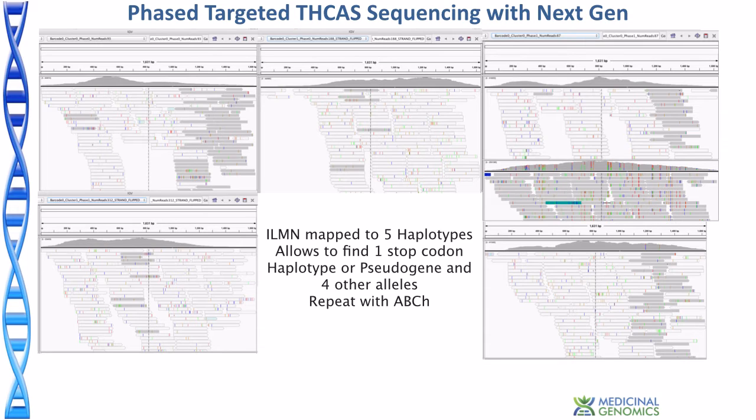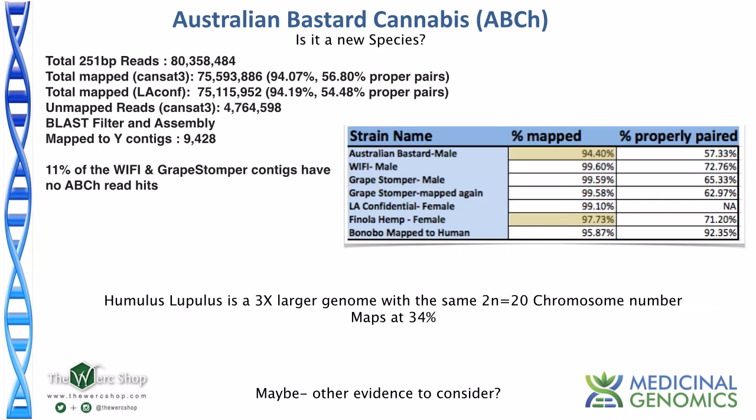But another thing that we pursued in parallel to answer the question of speciation was to not just look at this most interesting and highly selected region of the genome, but to look genome-wide. What happens if we sequence the entire genome of this thing? So we took 80 million reads from this, paired 251 base pair reads, sequenced them, and then mapped them to 2 different references, and we get different numbers there just because the LA Confidential and the CanSat references in fact have novel material between them.